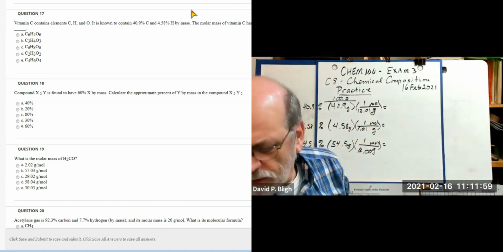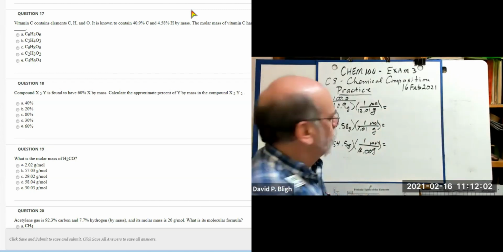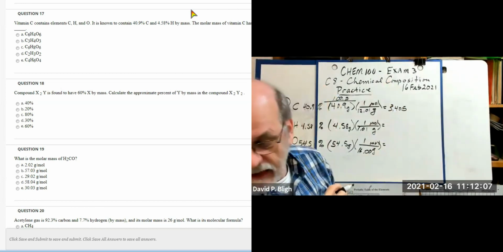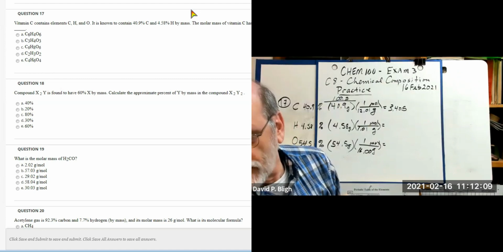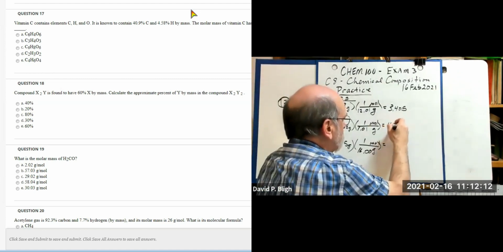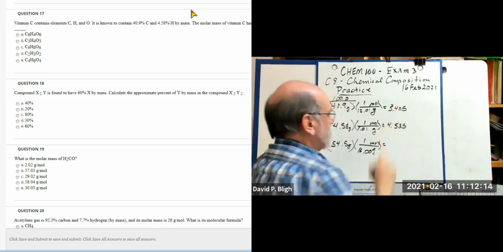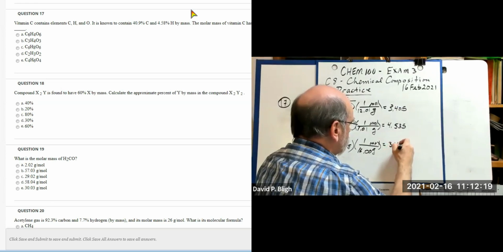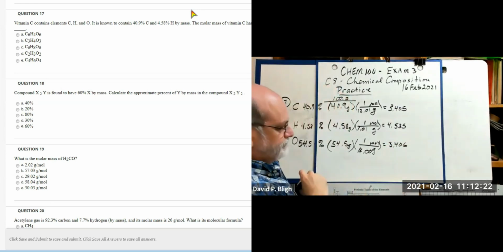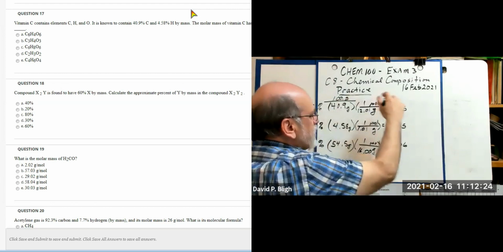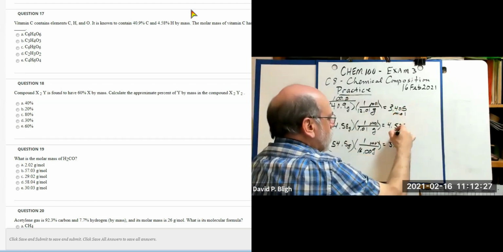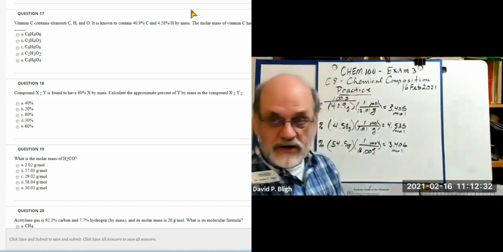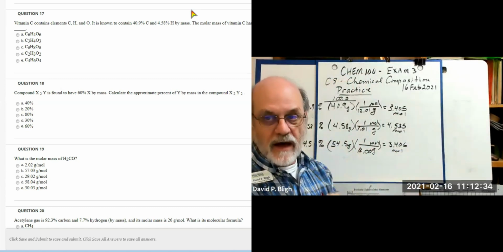Okay, so 3.405 here. Okay. And 4.535 here, and 3.406 here. Okay. So that's moles of each. That establishes the molar ratio of each element in the compound.